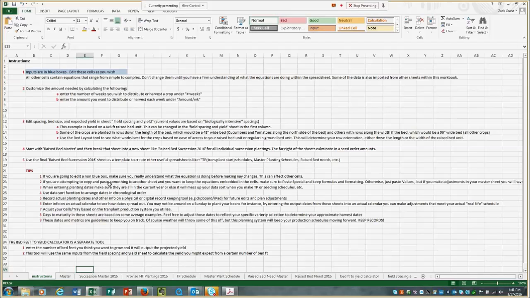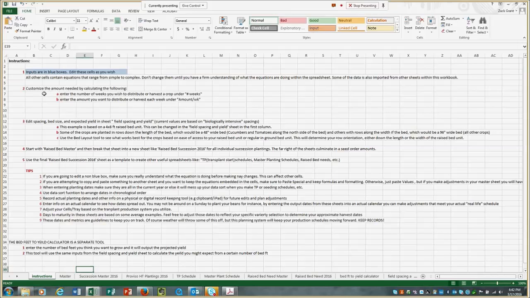It can save you a bunch of time, because you may have spent a lot of time putting together a transplant production sheet, and you didn't change the planting dates, and then you're going through it and all of a sudden one of them's out of place, and it's usually because you didn't change the dates and update it for the current year. Use the data sort function or the filter function to arrange dates in chronological order.